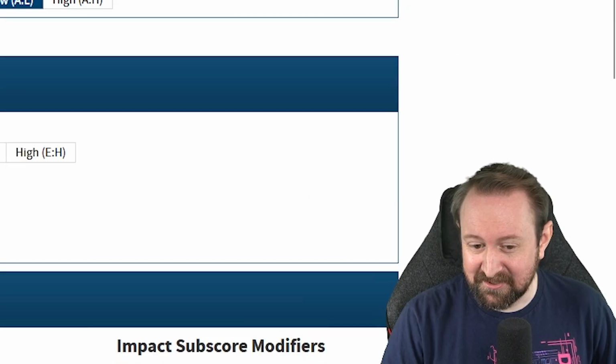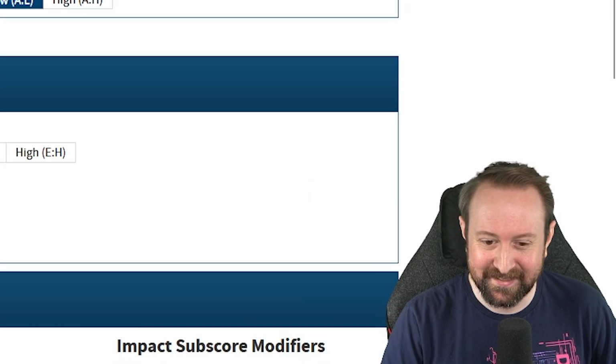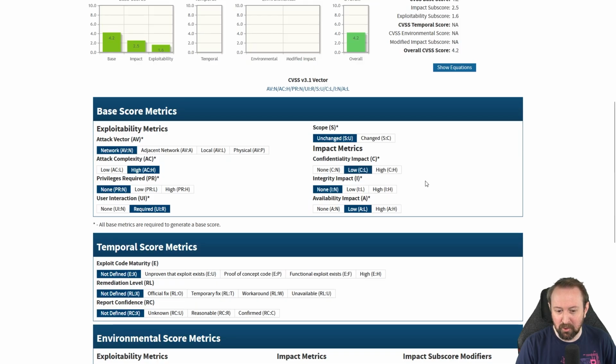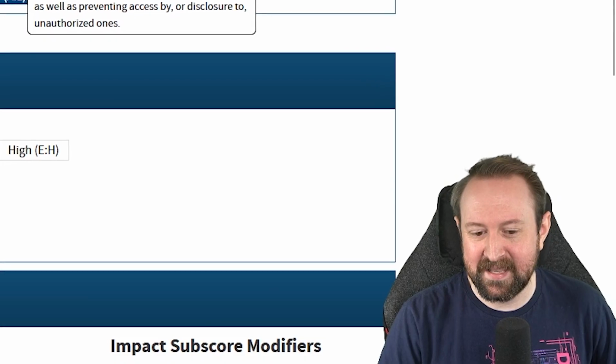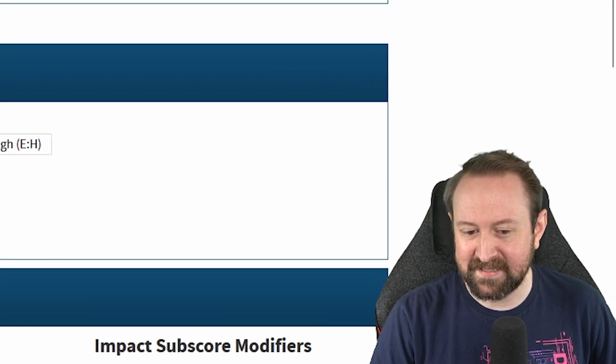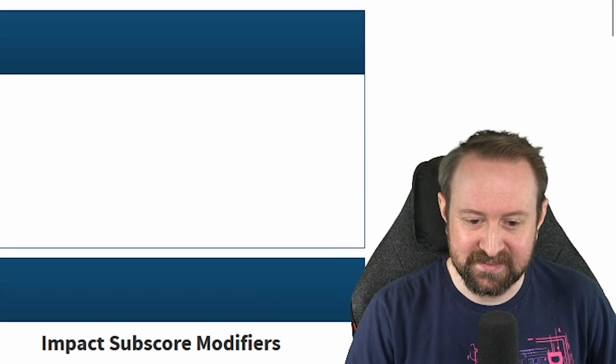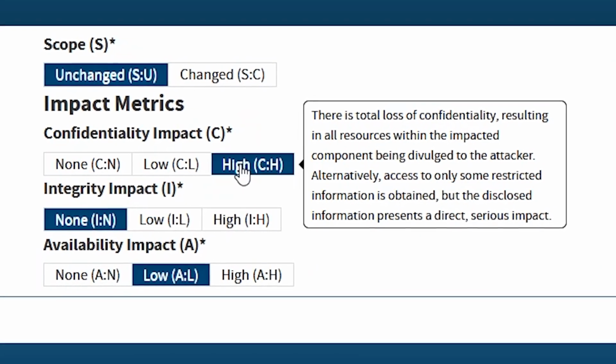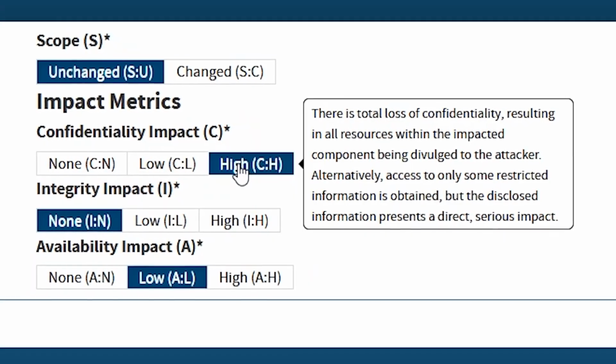This is an art. It's not some kind of science, unfortunately. Take these definitions with a little grain of salt. So if you scored an SQL injection where you could literally access the entire database as low confidentiality, it's not going to get a high enough score to reflect how actually severe the vulnerability is. Even though it says here total loss of confidentiality resulting in all resources within the impacted component being divulged to the attacker.